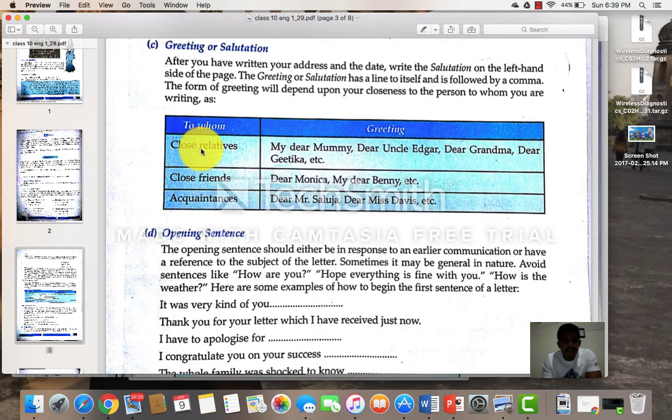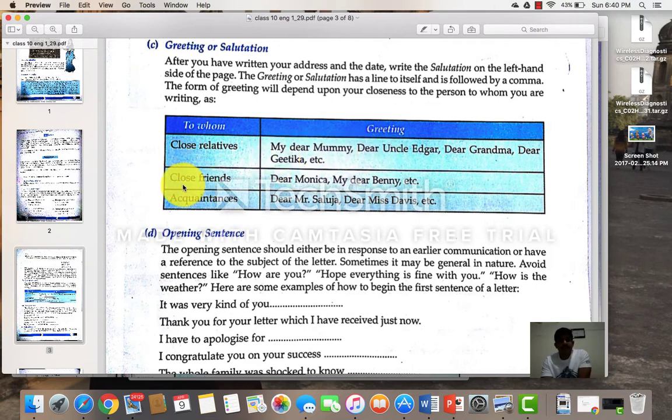If you are writing a letter to your close relatives, meaning your parents, your grandparents, your uncles, your brothers, sisters and cousins, then you will write my dear or dear mother, dear mummy, dear daddy, dear father, dear uncle, dear grandma, dear grandpa, dear Geetika, dear Suma, as it is written there. So you will write the salutation as dear.